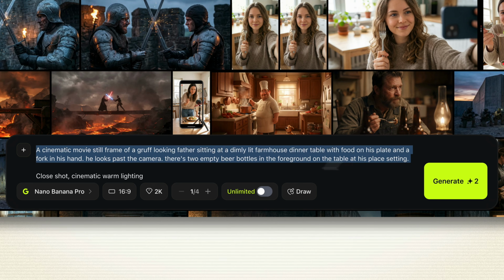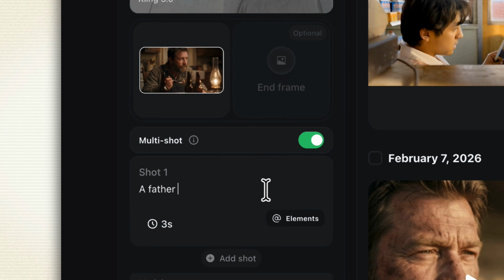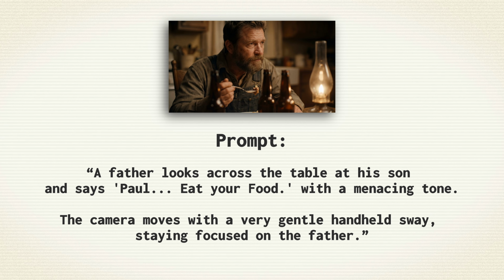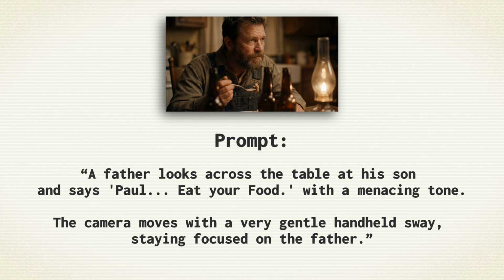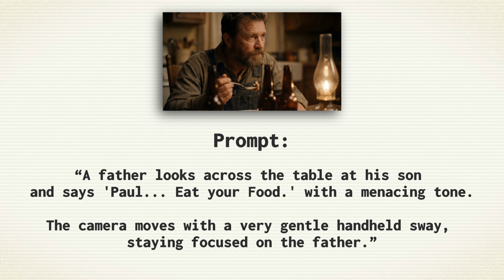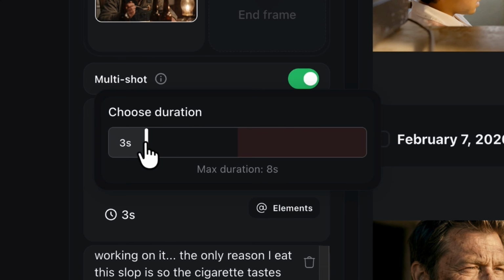I'm going to create a start frame with Nano Banana and then upload it to the generator. From here, I'll turn on multi-shot and describe my first scene, including the father's dialogue. Here's my prompt. A father looks across the table at his son and says, "Paul, eat your food," with a menacing tone. The camera moves with a very gentle handheld sway, staying focused on the father. It's pretty short, the father doesn't say much, so I'm going to set the duration to 2 seconds.